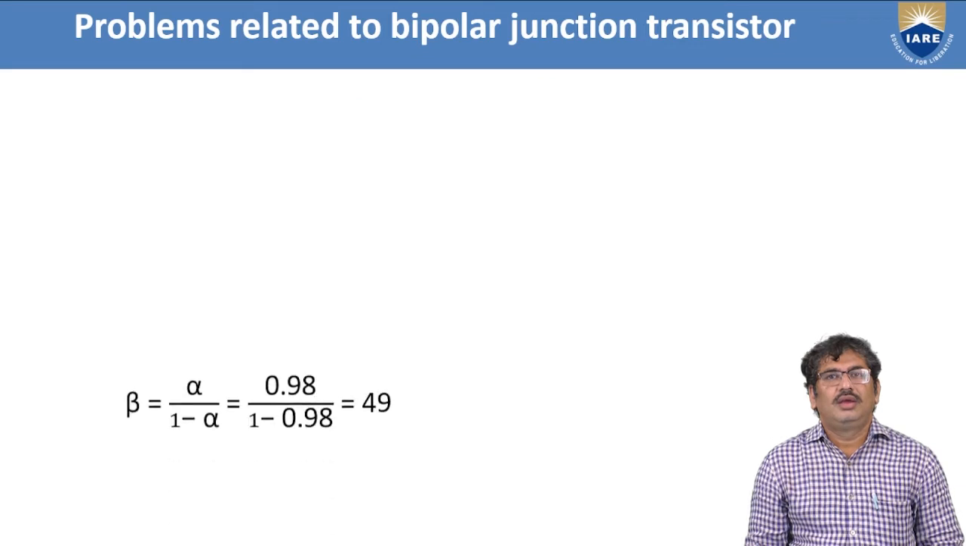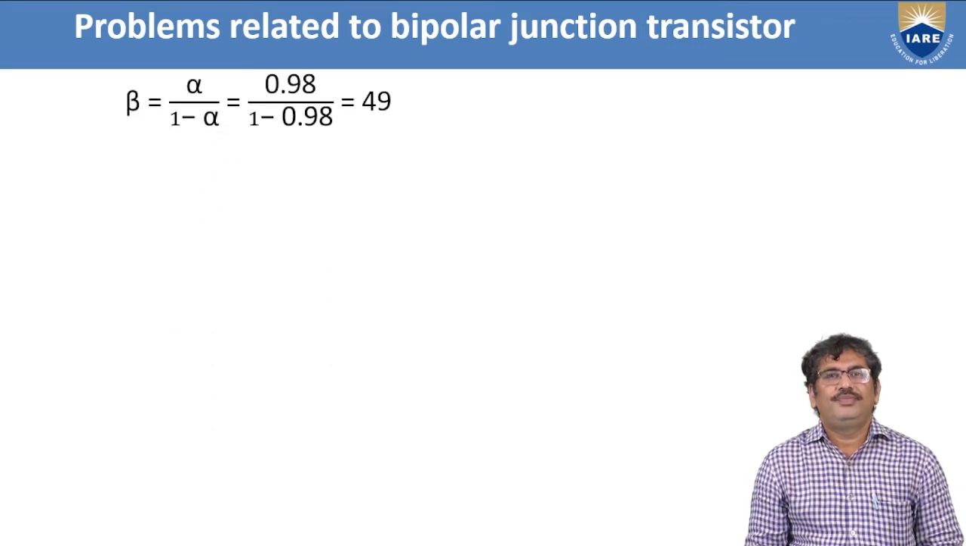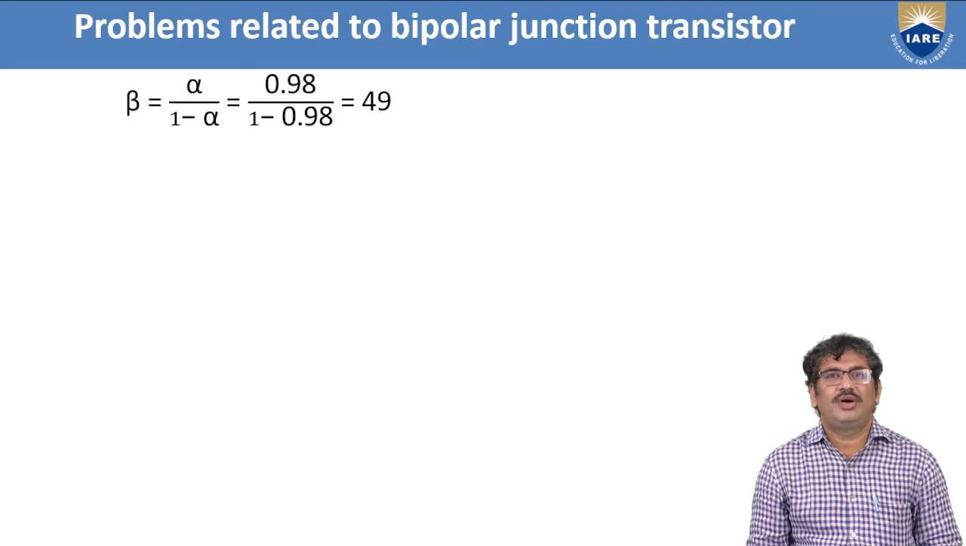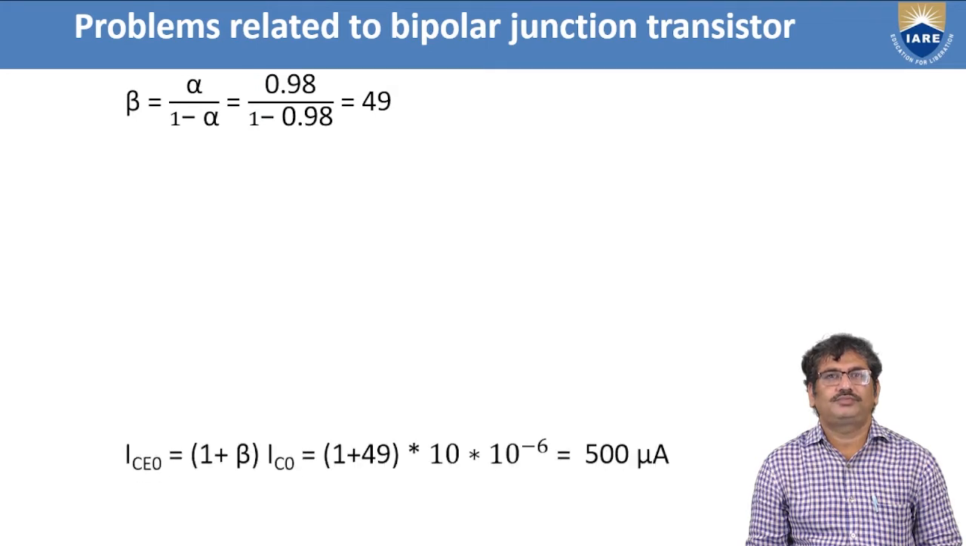As we are given alpha, we can estimate beta by expressing beta in terms of alpha. We can write beta is equivalent to alpha by 1 minus alpha. Upon substituting alpha as 0.98, beta can be estimated as 0.98 divided by 1 minus 0.98, which will give 49.